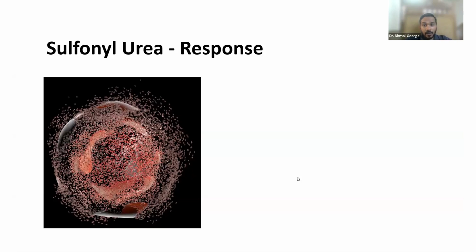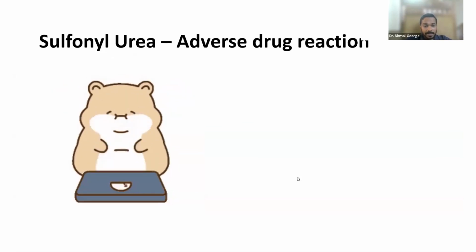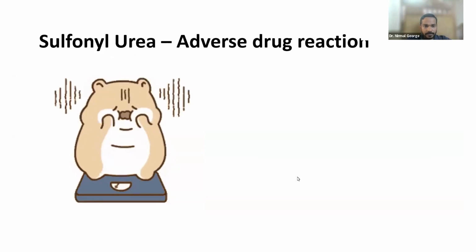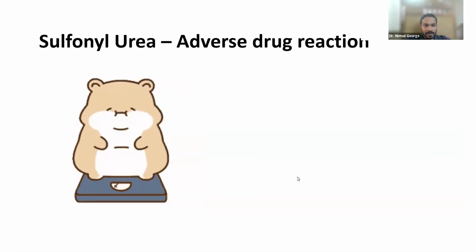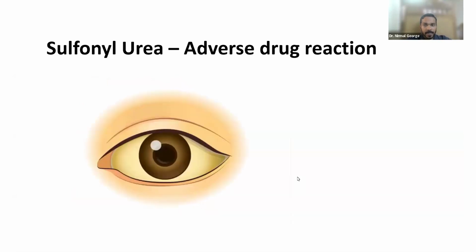Since sulfonylureas increase the insulin secretion, and insulin is an anabolic hormone, it will result in weight gain. And weight gain is very commonly seen with sulfonylurea. The next important adverse drug reaction of sulfonylurea is hypoglycemia, because sulfonylureas stimulate insulin secretion even when the plasma glucose is very low. So it can produce serious hypoglycemia.